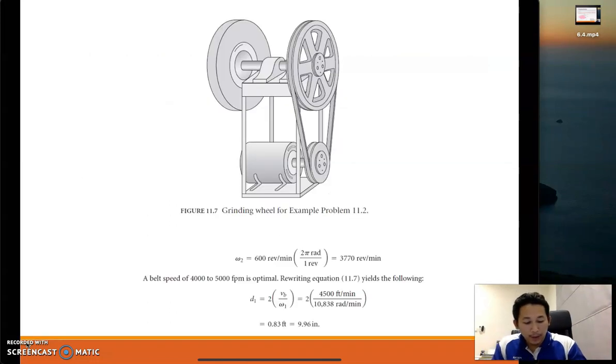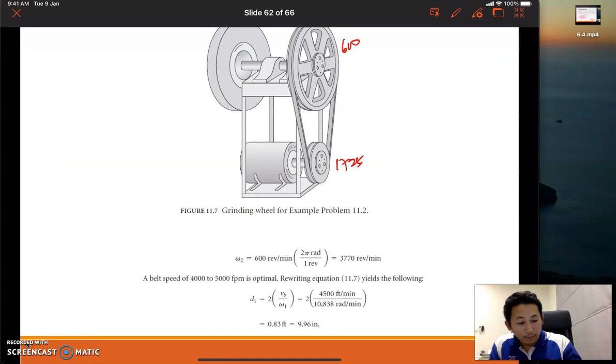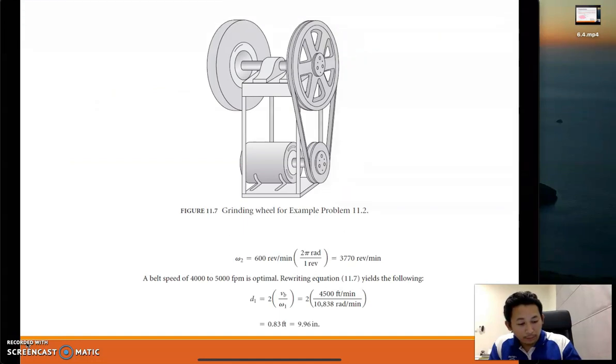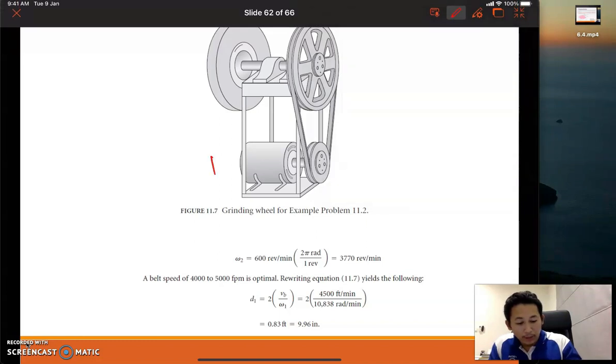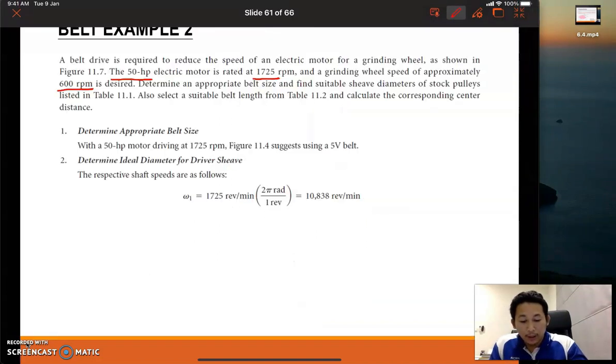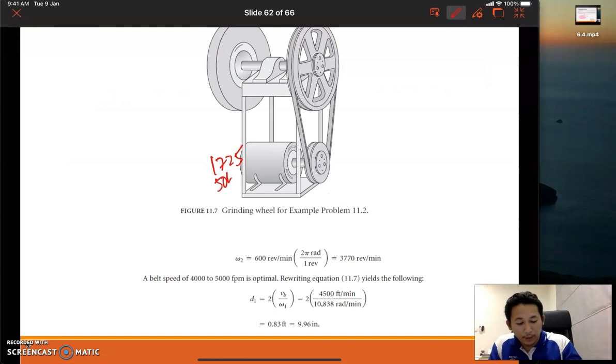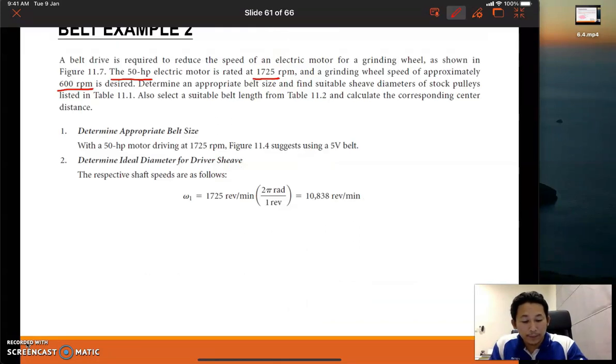So from the figure, this one is 1725, this one is 600, sorry, this one is 1725, okay. The electric motor is rated at 1725 and 50 HP. So what type of belt? And the grinding wheel speed of 600 is desired. So we need 600 RPM. Determine the appropriate belt size.